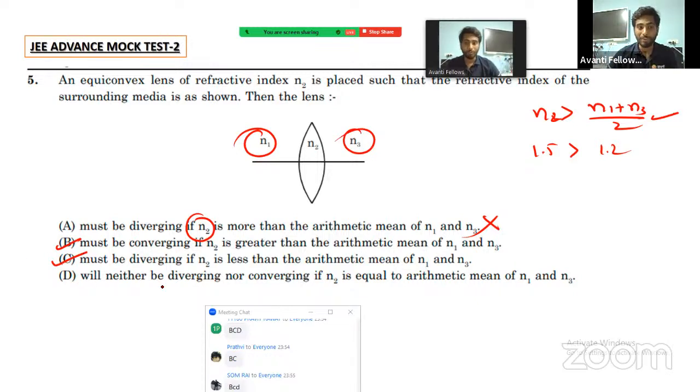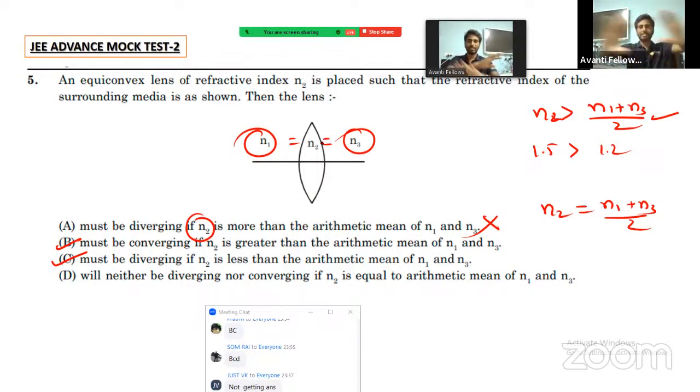D देखो, will neither be diverging nor converging if N2 is equal to the arithmetic mean of N1 and N3, means N2 is equal to (N1 plus N3) by 2. ये दोनों equal है, means throughout the medium, मान लो this N1 equals N2 equals N3. Refractive index is completely the same. Hence क्या होता है? If a straight ray is incident here, it will move in a straight line itself without any deviation. Correct now? Hence option D is also correct.